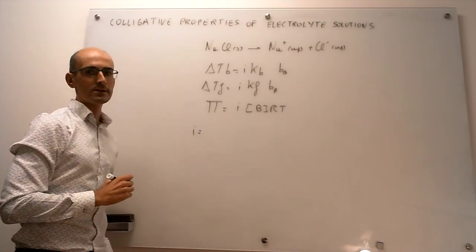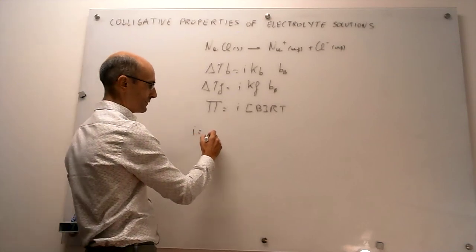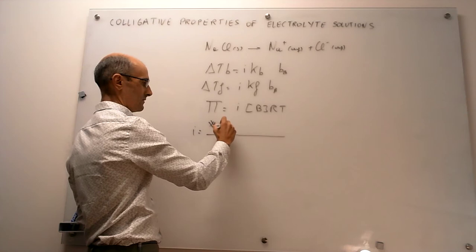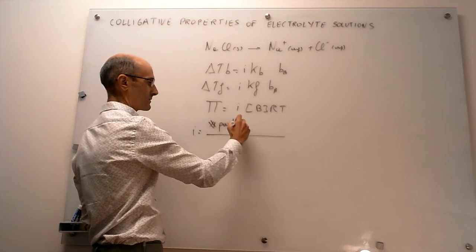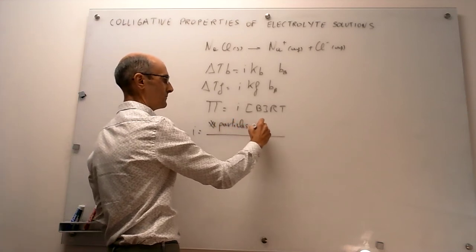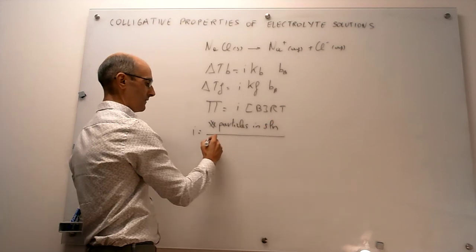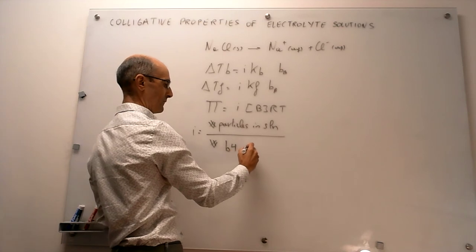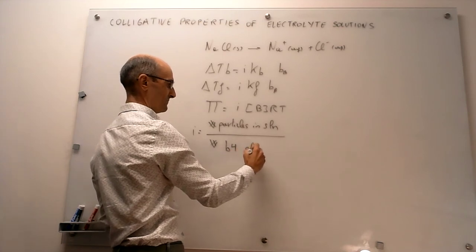We just have to define what the Van 't Hoff factor is. The Van 't Hoff factor, i, has the following definition. It's the number of particles that you have in solution, so let me write that, divided over the number of particles before solution.